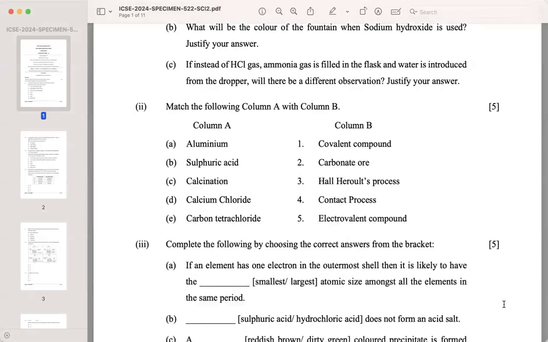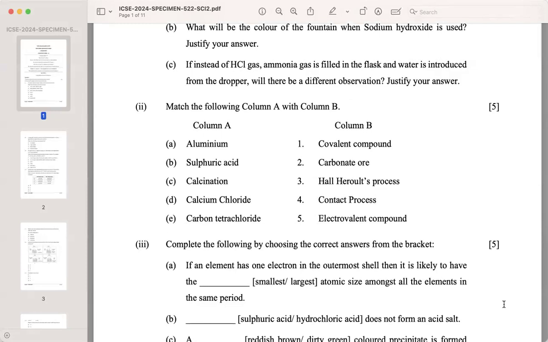Now in this, it says match the following column A with column B. So for aluminium, the correct answer is part 3, that is Hall-Heroult's process. For sulfuric acid, the answer is 4, that is contact process, which is the manufacturing process for sulfuric acid. Part C, calcination, the answer is 2, that is carbonate ore.